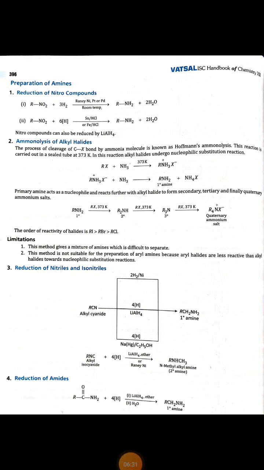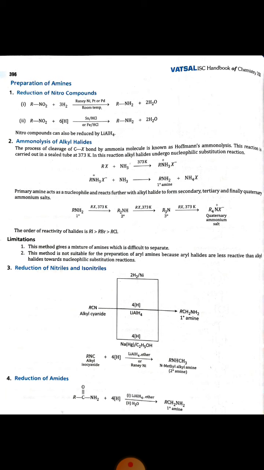So we are going to start the reaction part of this chapter, that is preparation of amines. The first is reduction of nitro compounds. The nitro compound RNO2, when it is reduced in the presence of Raney nickel, platinum or palladium at room temperature, we will have a product that is RNH2, that is amine, plus 2 molecules of water.